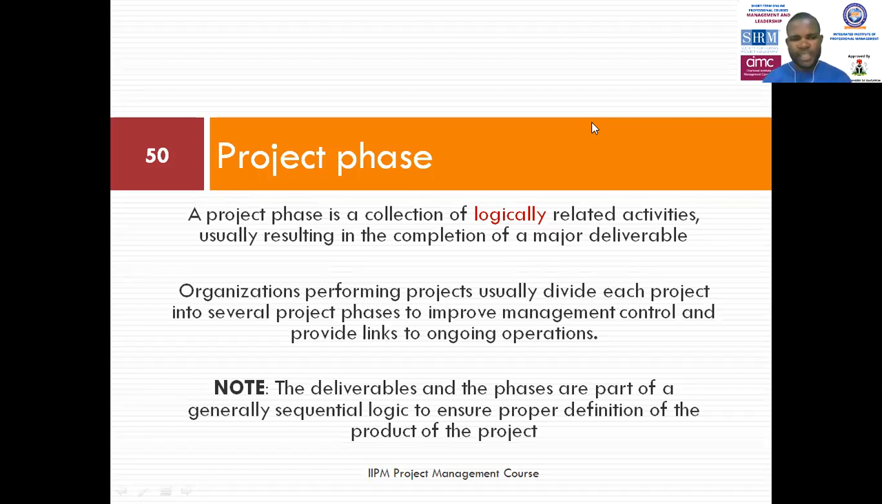All right. So a project phase is a collection of logically related activities, usually resulting in the completion of a major deliverable. Organizations performing projects usually divide each project into several project phases to improve management control and provide links to ongoing operations. Note, the deliverables and the phases are part of a general sequential logic to ensure proper definition of the product of the project. So importantly, a project phase is a collection of logically related activities tending towards achieving a major deliverable in a project. All right.